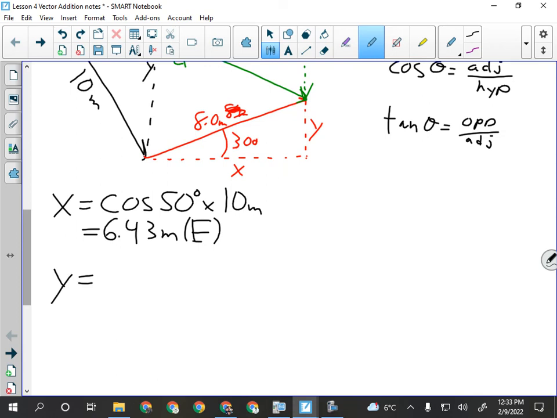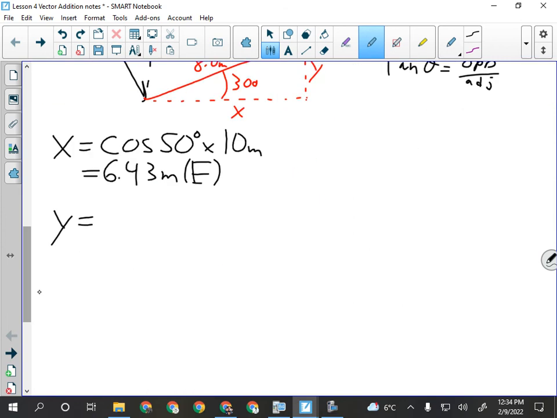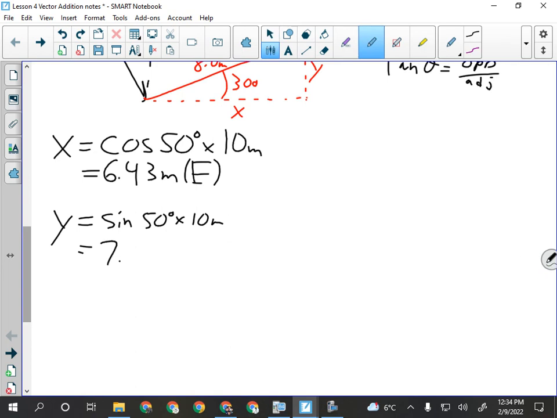How would I find y? If I go back up to this diagram here, how do I calculate black y? Sine. Yeah, it's the opposite side. Right, so I would just do exactly the same thing, except instead of cos, I'll have sine. Sine of 50 degrees times the hypotenuse, 10 meters. All right, 7.66 meters. So, all right, I just found the two sides of that triangle.